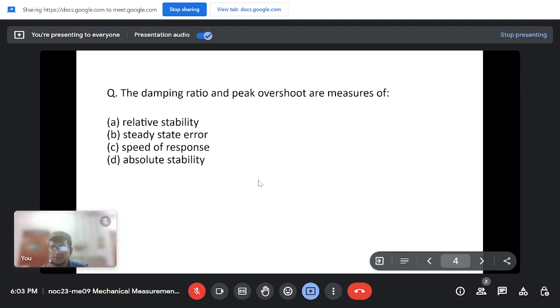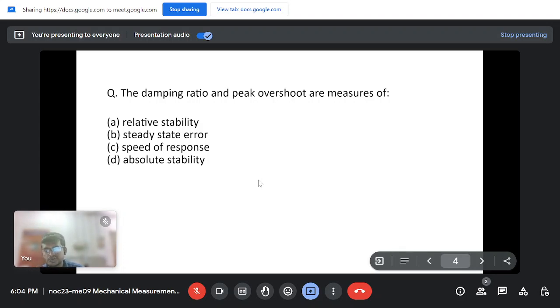Moving on to the next question: the damping ratio and peak overshoot are a measure of. You will come across in the second order system the damping ratio ζ = C/Cc, and the peak overshoot is the overshoot from the steady state value of the output. The difference between the steady state value and the maximum reached is the peak. So that is called the peak overshoot.